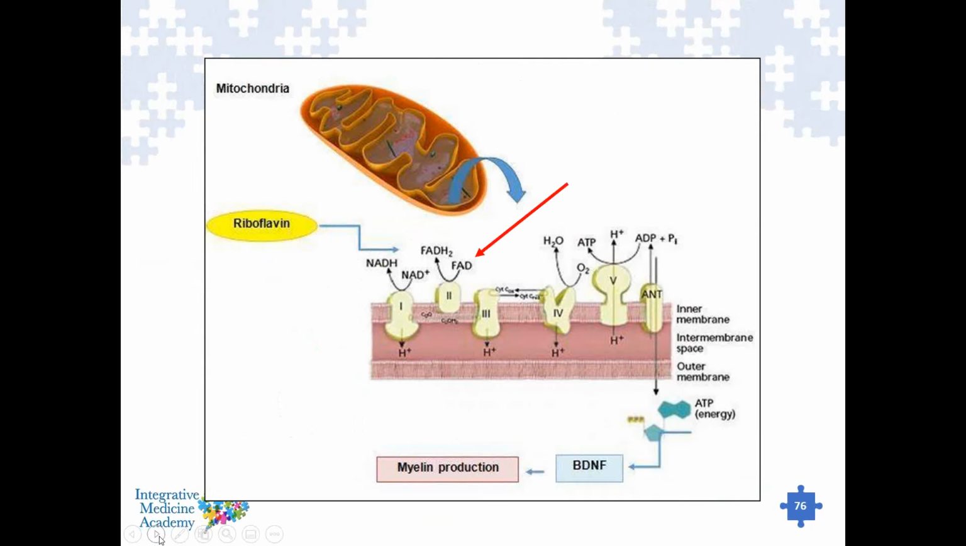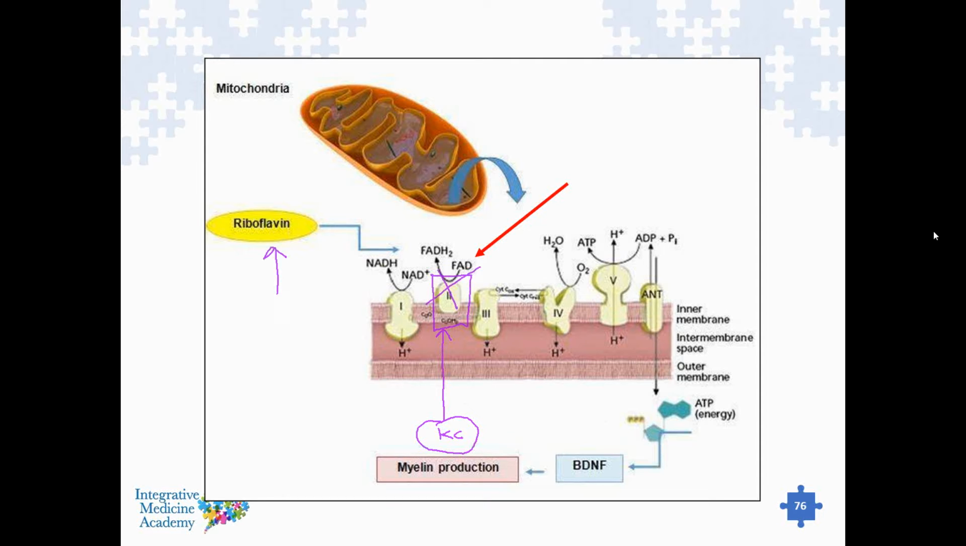Riboflavin plays a role in complex 2 of the electron transport chain. We talked about that in the OAT seminar, where succinic acid has a relationship to complex 2 as it's coming off of the Krebs cycle. Complex 2, in order for it to be active, needs adequate riboflavin. And so if we've got a deficiency, it might interfere with complex 2 activity.